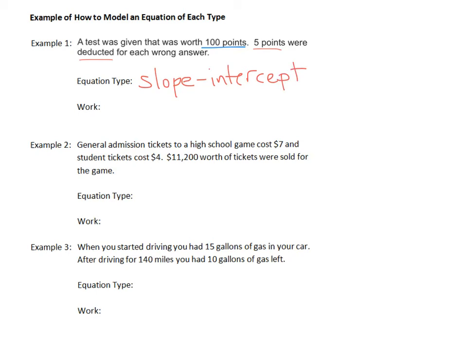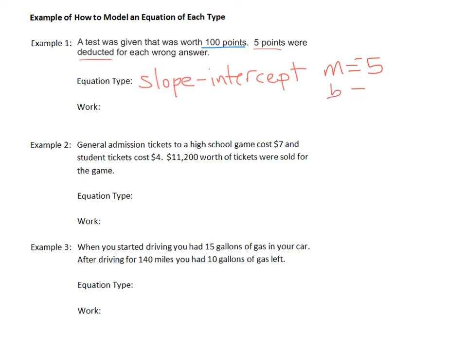Okay, the slope and the y-intercept are both kind of given in the directions. So what is the slope? Well, m is our slope, and in this case, a lot of people will write that the slope is 5. Well, you're close, but if 5 points are being deducted, our slope is actually -5.